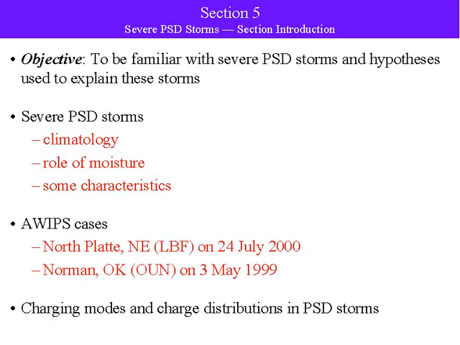This is Dan Lindsay again. I'm going to now go to Section 5. The objective of Section 5 is to be familiar with the severe PSD storm, and we'll talk about some hypotheses used to explain these storms. We'll look at some climatology, talk about the role of moisture, and talk about some characteristics of severe PSD storms. And then John will do a couple of case studies from North Platte, Nebraska, and Norman, Oklahoma. And finally, we'll also talk about the charging modes and charge distributions within the PSD storms.